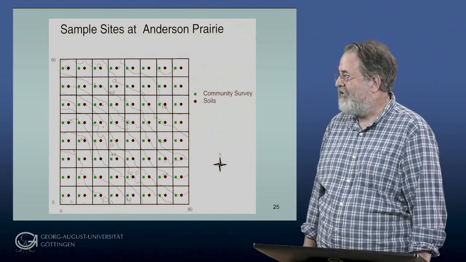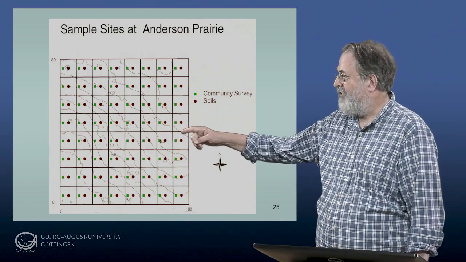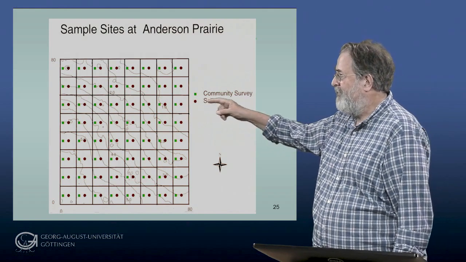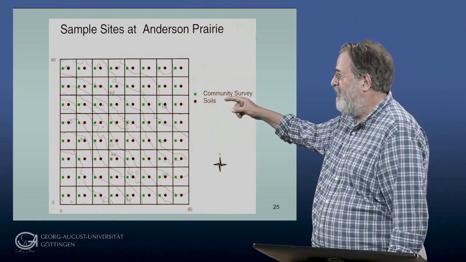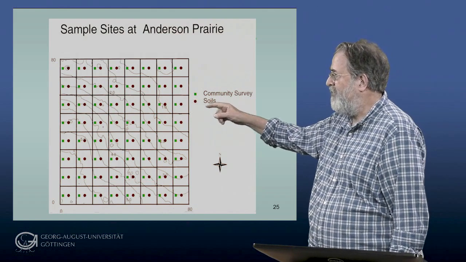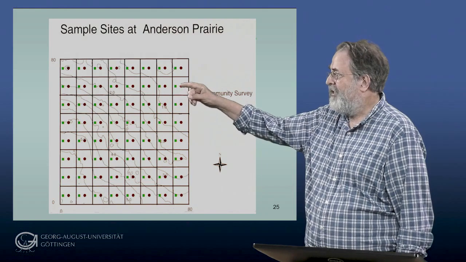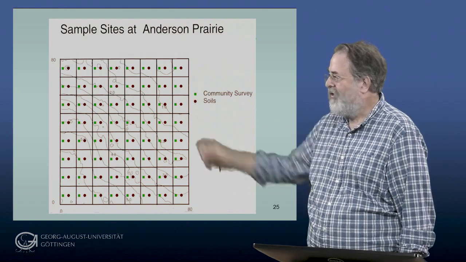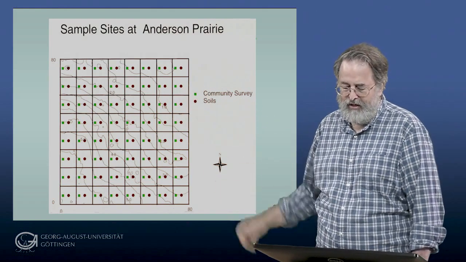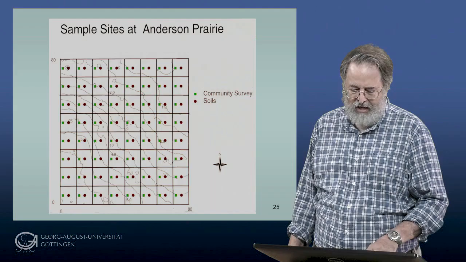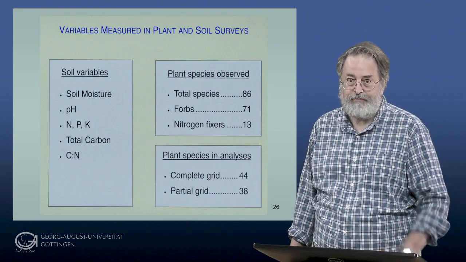So this shows how we sampled within the grid. This is the same grid system that we had for the point pattern analysis. We have two different things that we're looking at: community surveys and soil surveys. These were placed in a set position within each of the 10 meter by 10 meter areas. Within the green squares there, the community analysis was done with the pen flag drops that we talked about. In the soils, we took soil samples and had them analyzed back at the university.